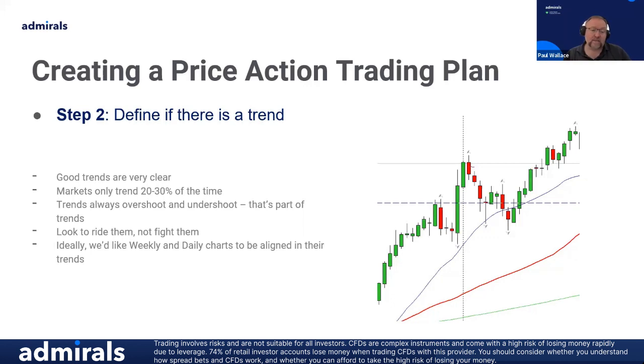Ideally, we want to see the weekly and the daily charts aligned in their trends, and as I said, good trends leap off the chart. If you are still struggling to identify a trend, we talked about having a desperately simple way of looking at where price is in relation to the 50 and 200 period moving averages. If price is above them, we accept that as being an uptrend until we see differently.